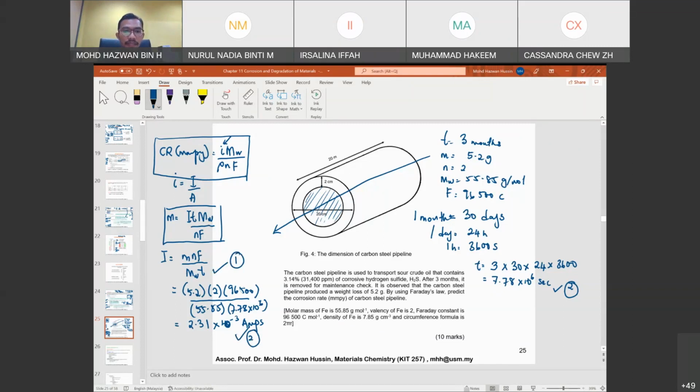Next is to find the area, because we want to calculate the current density. If you want to calculate the current density, you need to find the area. In fact, even if you use another version of the formula, you still need the area. Now, if you look at this pipe, it is cylindrical and hollow. So how do we calculate the area? Anyone have an opinion on this?